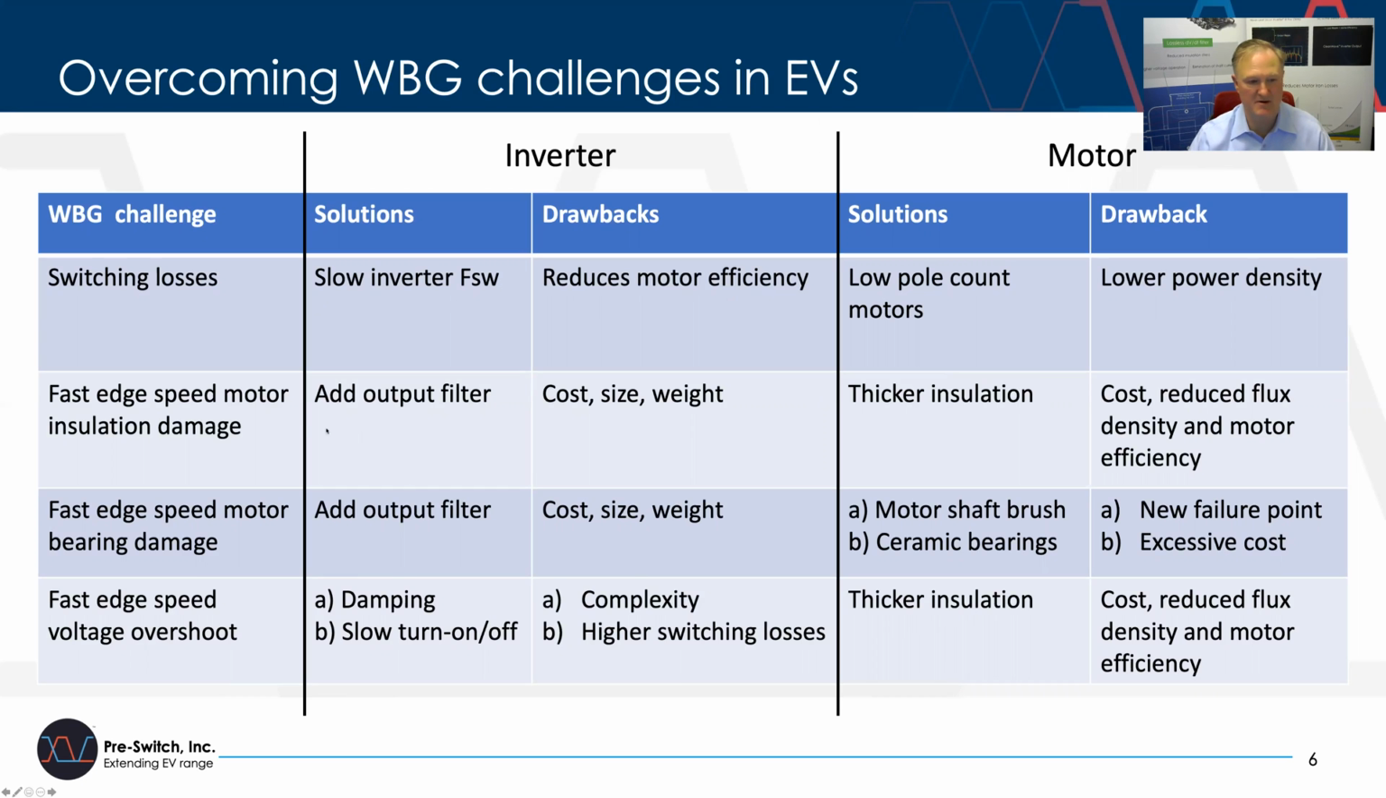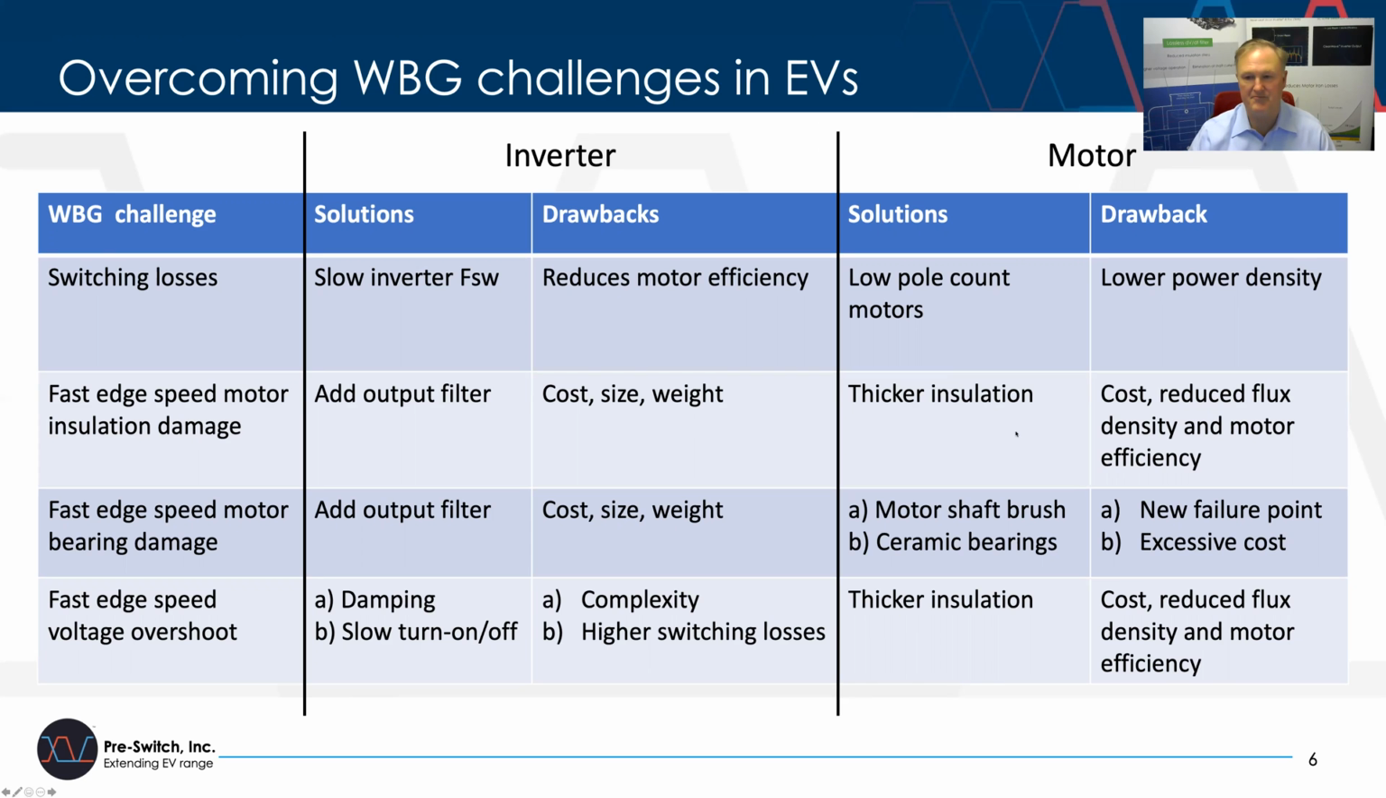When we talk about the damage to both insulation and bearings, the solution within the inverter has often been, well, let's just add an output filter. Unfortunately, these output filters, even at 10 kilohertz and 20 kilohertz, are just way too expensive and bulky. So the solution in the motor has been to put in thicker insulation, but this actually reduces the motor efficiency and increases the cost of the motor.